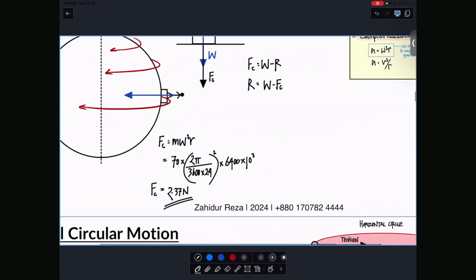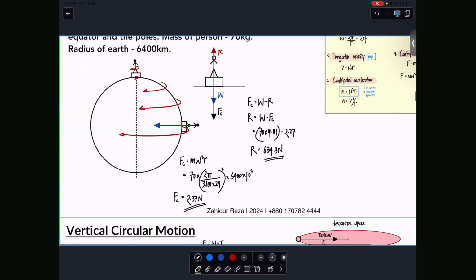So if I place the value here, the formula will be mg, 70 into 9.81 minus the centripetal force, 2.37. So what is the reaction force that a person sees on the scale at the equator? 684.3 Newton. Now I'll teach you something here. So are you okay with this much?